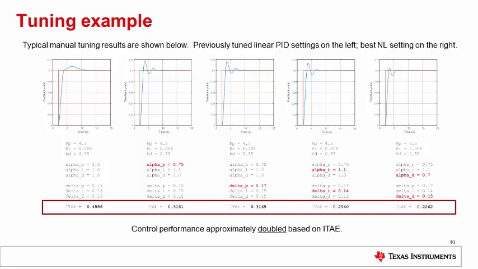We proceed similarly with the alpha and delta parameters for the integral and derivative paths, finding that we can reduce ITAE from 0.4586 to 0.2262, an impressive doubling of performance through the use of nonlinear action. For more information on tuning, please refer to the Nonlinear PID Tuning Guide, which can be found in the Docs subdirectory of the DCL.